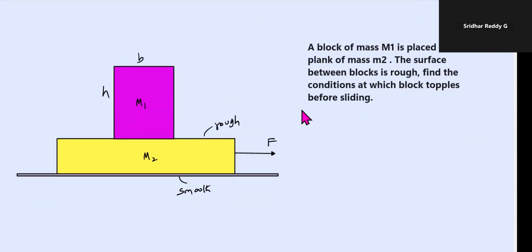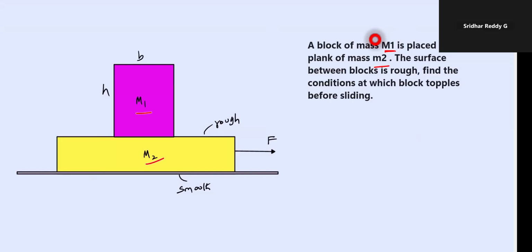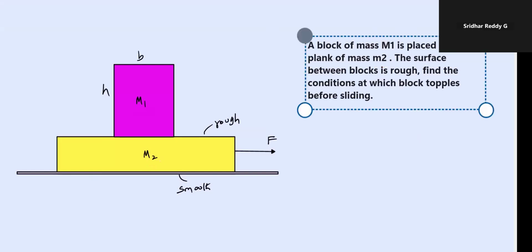Okay, this is one more last problem. A block of mass m1 is placed on a plank of mass m2. Its surface is rough. Find the condition in which the block topples before sliding. So what is the condition? The question is asking for conditions directly. So what do we mean by conditions?